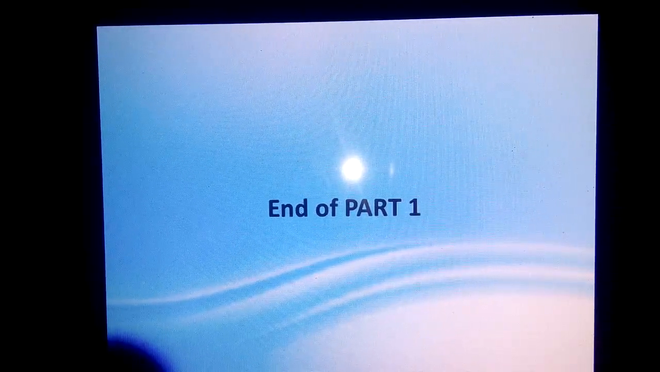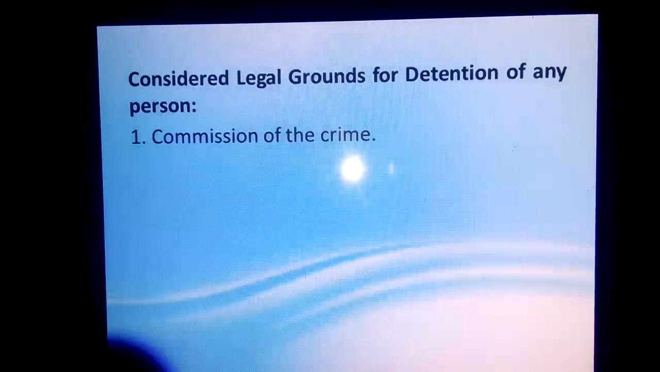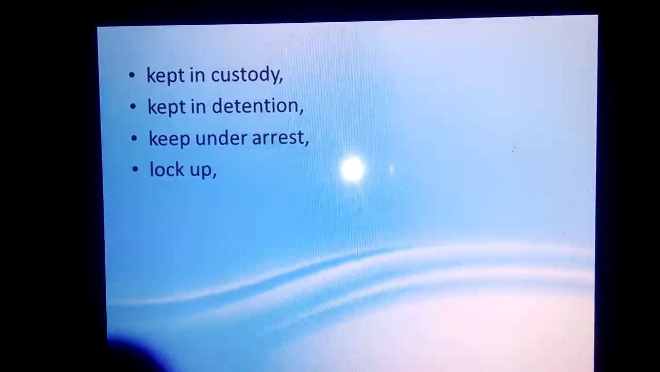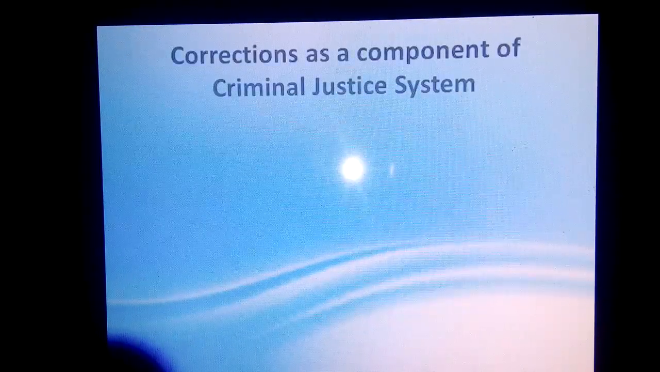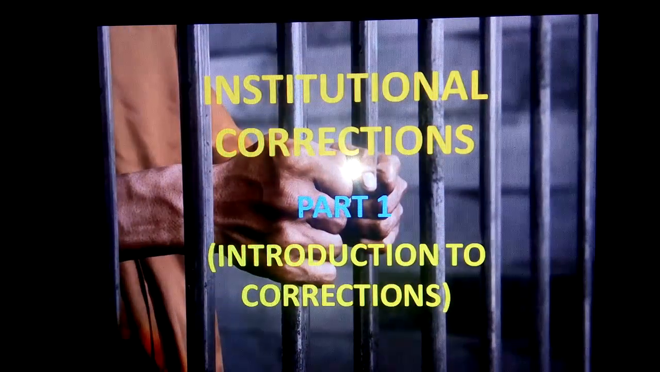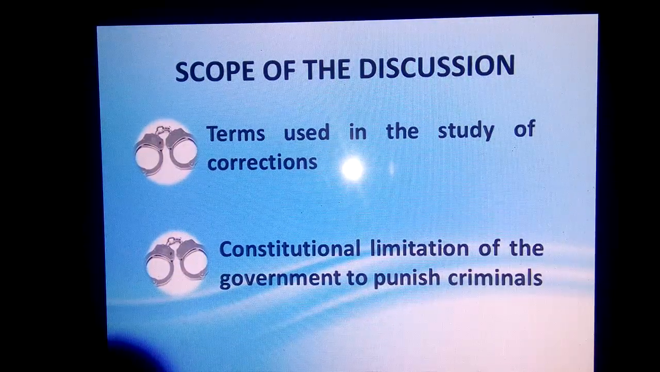So this is the end of part one of the introduction to corrections. We will have our recap now of our discussion. We already discussed the terms used in the study of corrections, and we also tackled the constitutional limitation of the government to punish criminals. Basically, we have the 1987 Philippine Constitution that governs the constitutional limitations or constitutional powers and functions of public officers.